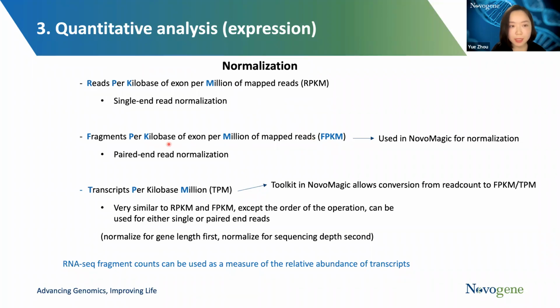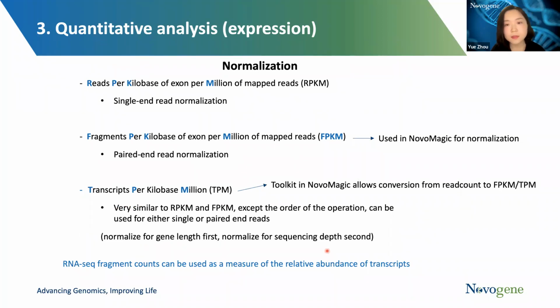Whereas FPKM is short for fragments per kilobase of exon per million mapped reads and is for paired-end read normalization. It is also used in NovoMagic for normalization using DESeq2. TPM is short for transcripts per kilobase million, and it's actually very similar to RPKM and FPKM, except for the order of the operation. It can be used for either single or paired-end reads. The operation order is to normalize for gene length first, and then for the sequencing depth.